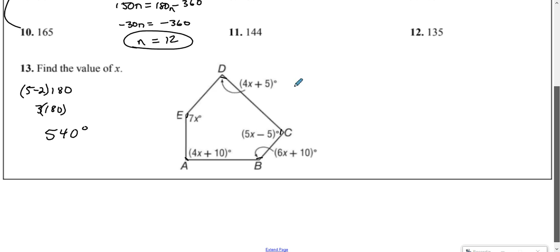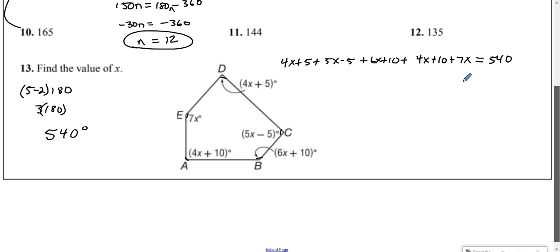So here's how you're going to do this. You ready for this? You're going to hate this. I know you are, but that's okay. All you're going to do for this problem is take all these angles and add them up. So I'm going to start with the 4x plus 5. Add to it the next one, 5x minus 5. Next one, 6x plus 10. Next one, 4x plus 10. Next one is 7x. Now remember, if I add all these up, I just said the sum of it is 540.